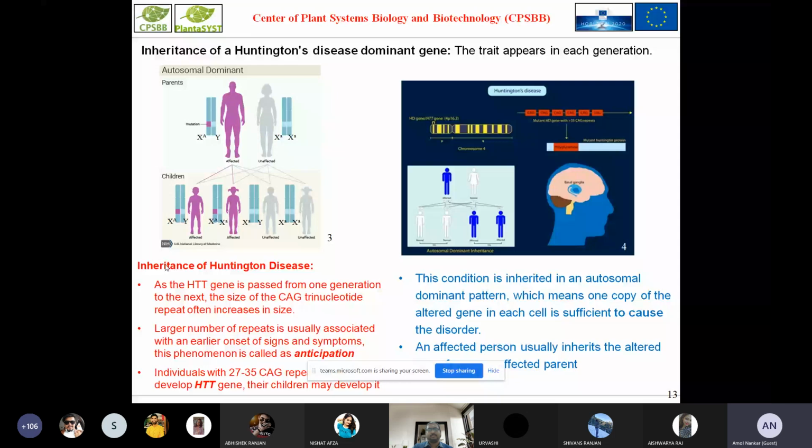It's a non-sex chromosome. In humans, there are 23 pairs of chromosomes, and 22 chromosome pairs are autosomes, which are non-sex chromosomes, and only one chromosome pair is the sex chromosome, which determines the sex. So without going into details, we just need to know that Huntington disease is inherited through an autosomal dominant trait.